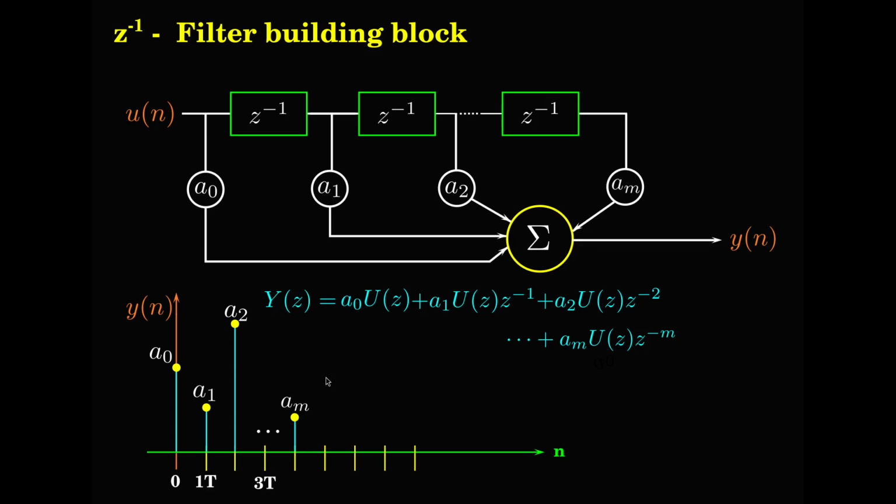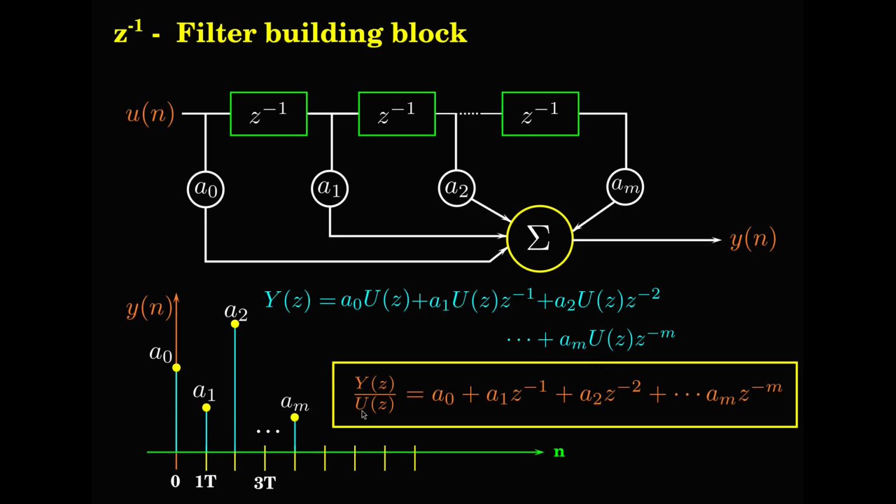So let me write that down. Y(z) by U(z), which will be A0 plus A1 z to the power of minus 1 plus A2 z to the power of minus 2, and so on up to AM z to the power of minus M. So this whole thing is the transfer function of this filter. This is the discrete transfer function of this FIR filter, of the generic FIR filter.